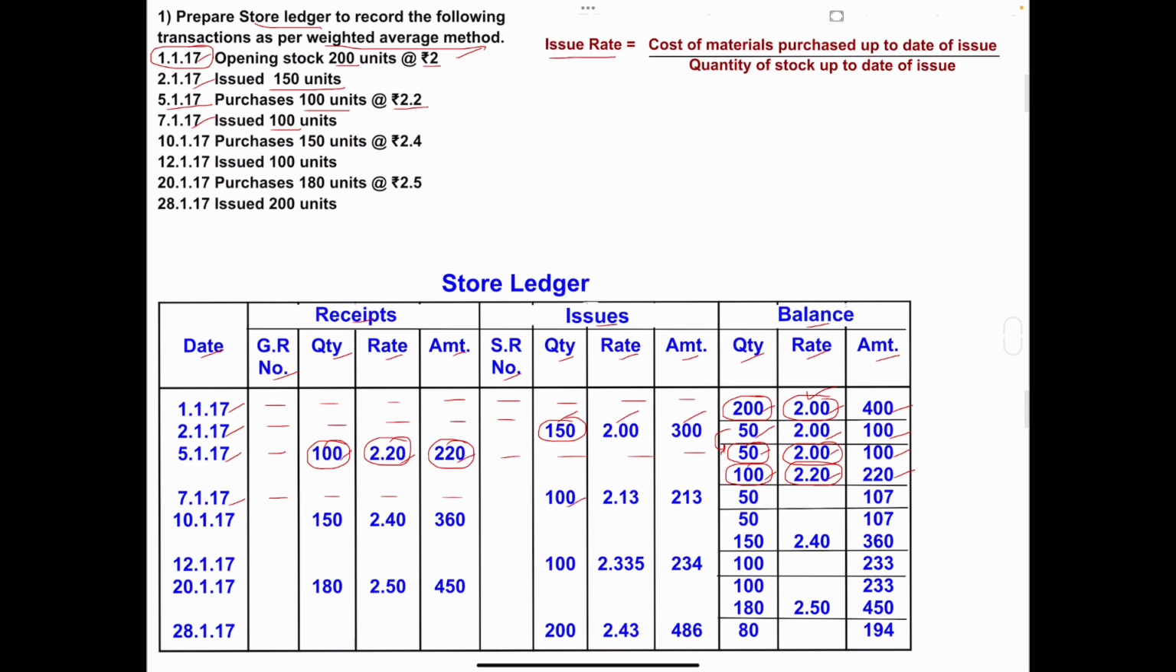Here in balance we have two different stocks, two different prices. So we have to calculate the issue rate. Directly we can't take 2 or 2.20 as the rate. In the weighted average method we have to calculate the issue rate by taking this formula. Let's calculate the issue rate. Formula: issue rate is equal to cost of materials purchased up to date of issue divided by quantity of stock up to the date of issue. So what we have to take? Cost of materials divided by quantity of stock.